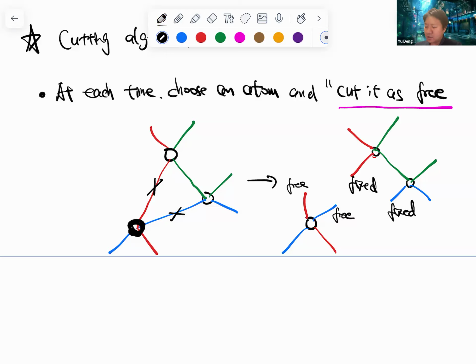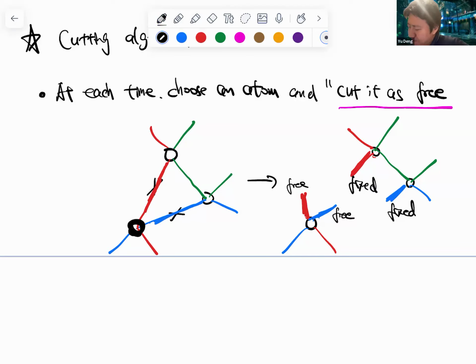Okay, so again, you look at this atom on the left, and then you cut it along the two edges that are used to connect to others. Each edge that is cut, this red edge, is turned into one free and one fixed. And the blue edge is the same. It's going to turn into one free and one fixed. So what do free and fixed mean?